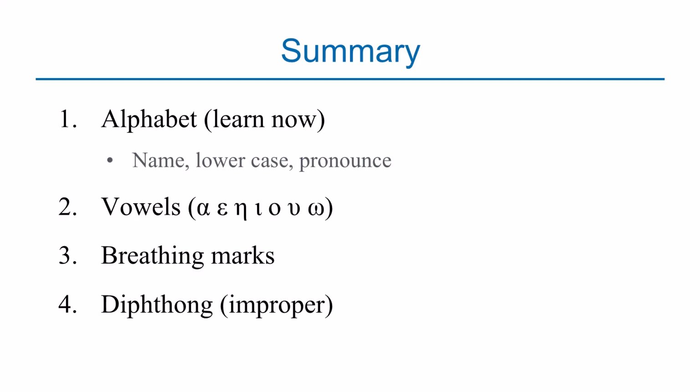And we also looked at the vowels, and we said there are 7 vowels. In the Greek, you have alpha, epsilon, eta, iota, omicron, upsilon, and omega. And we also talked about breathing marks. We said there are 2 kinds: the smooth breathing mark and the rough breathing mark. And we said the most important one is the rough breathing mark because it's the one that affects pronunciation, creating that H sound. We also looked at diphthongs, and we said there are improper diphthongs, the ones having iota subscript. So this is a summary of what we've looked at so far.